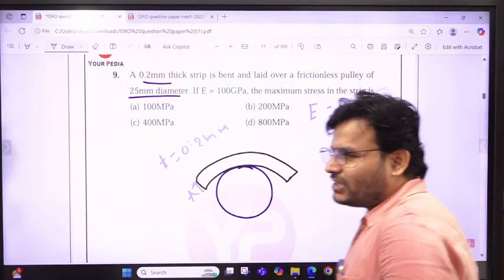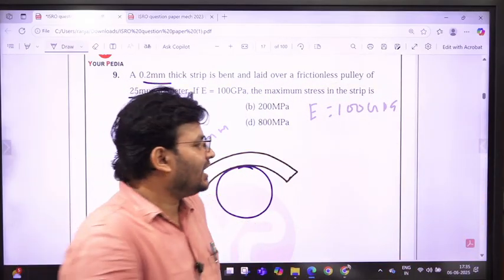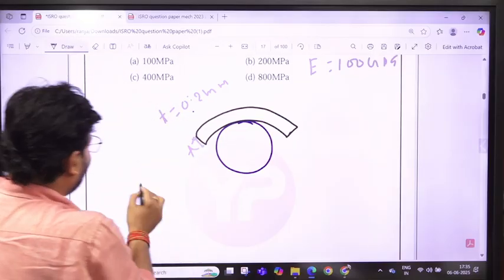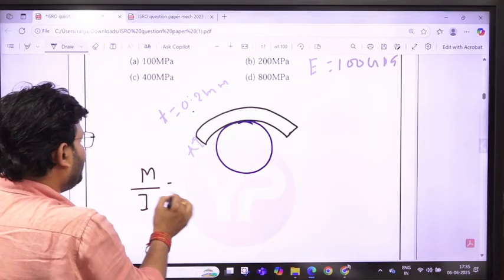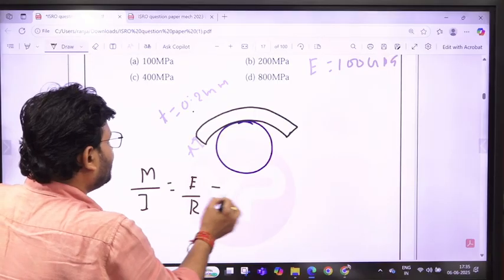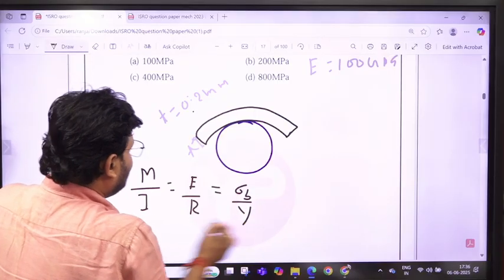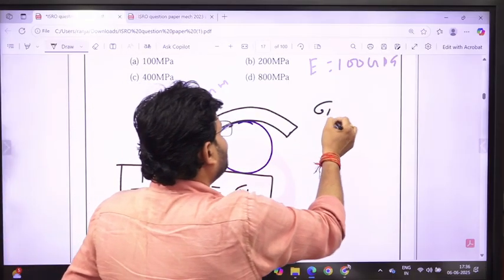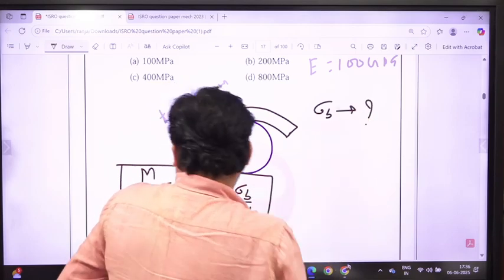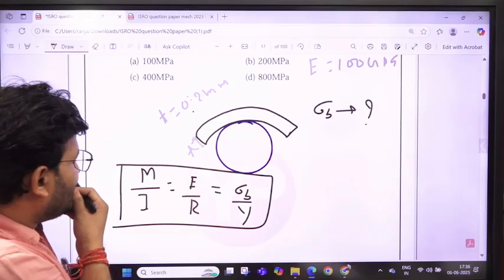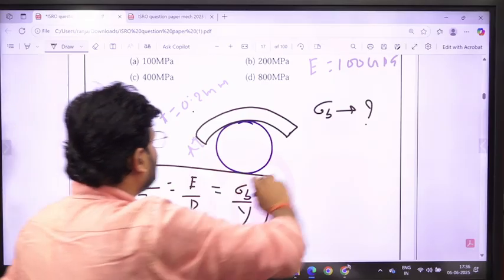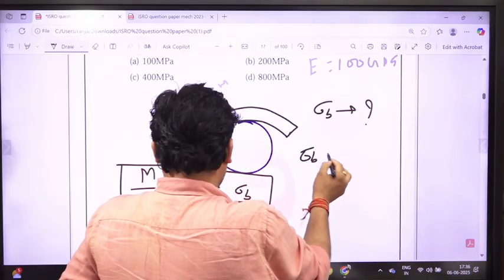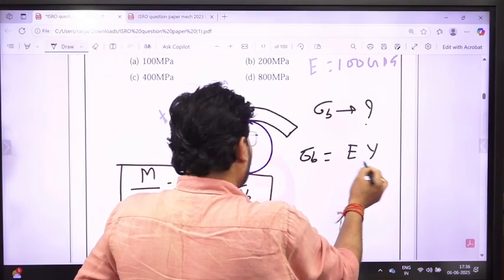So it is bending. What is the equation of bending? Anybody can tell me? Yes, you are an engineer, sir. M upon I equals E upon R equals sigma B upon Y. That is the equation of bending. In the question I have to calculate sigma B maximum. E and R, the radius, are known, so can I say sigma B is equal to E Y by R?